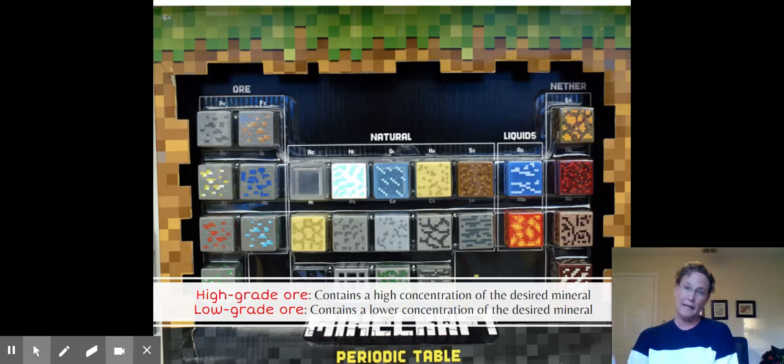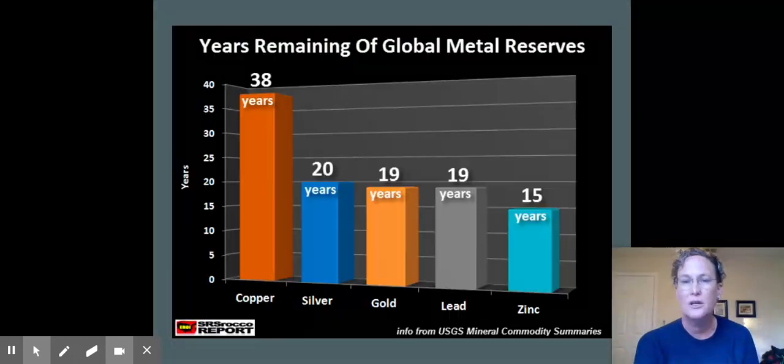So as you are mining, it's very nice to be mining through and finding high grade ore because you don't have to go through as much material. So it's much more economical to go through high grade ore.